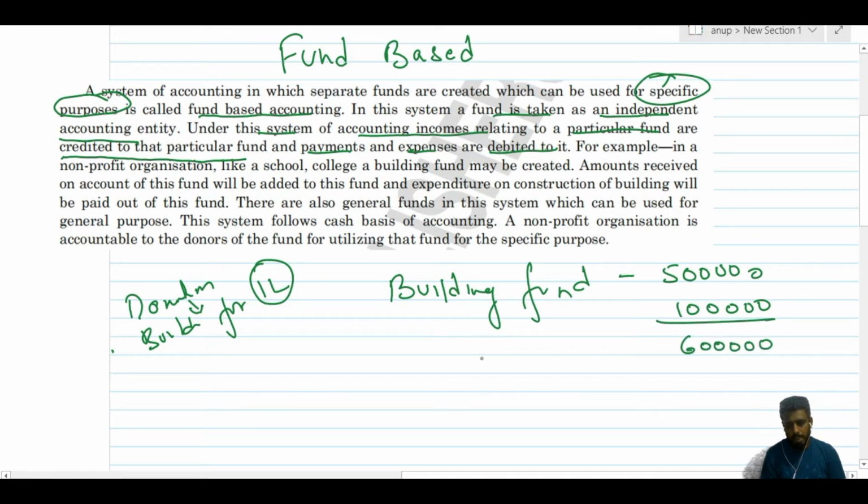And if there are any expenses related to it, they will be subtracted from the fund itself. Suppose there are some expenses related to the building of 50,000, so that will be subtracted from the building fund rather than showing it as an expense in the income and expenditure account.